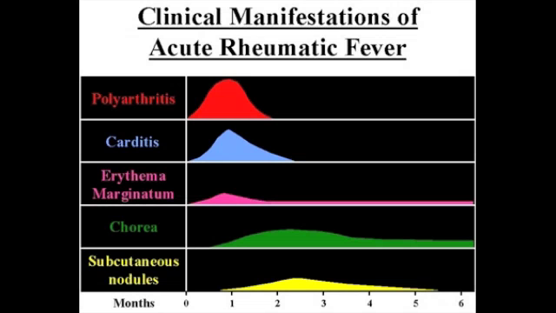Oh no. This is just a slide demonstrating the time course of the clinical manifestations of acute rheumatic fever to give you some idea, with polyarthritis usually occurring early on, as well as carditis, but then improving. The chorea and subcutaneous nodules occur later on, but last much longer time.